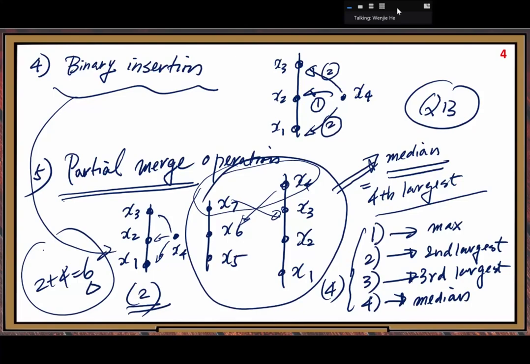So that's why I want to review these 5 very important results. But there is one I didn't give you in this homework assignment number 2, so let me put it here. Number 6: sort a 5-element array with 7 comparisons.